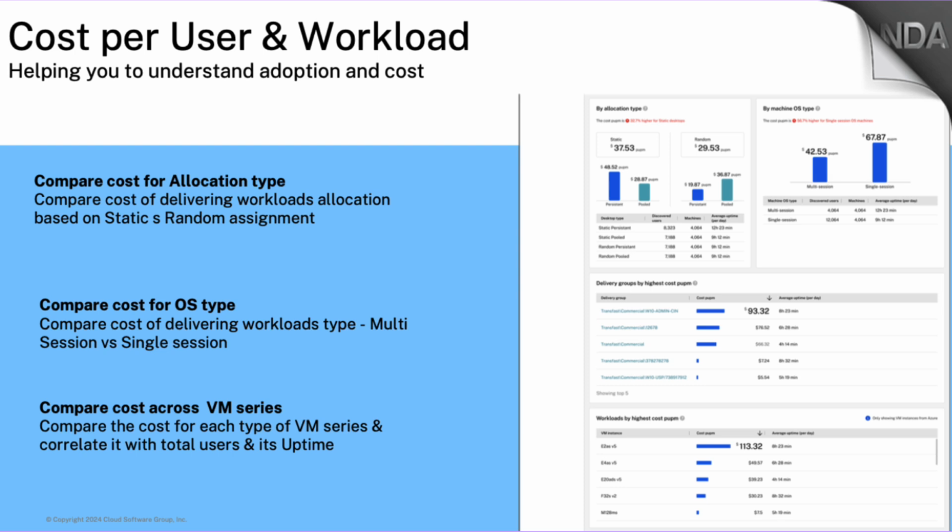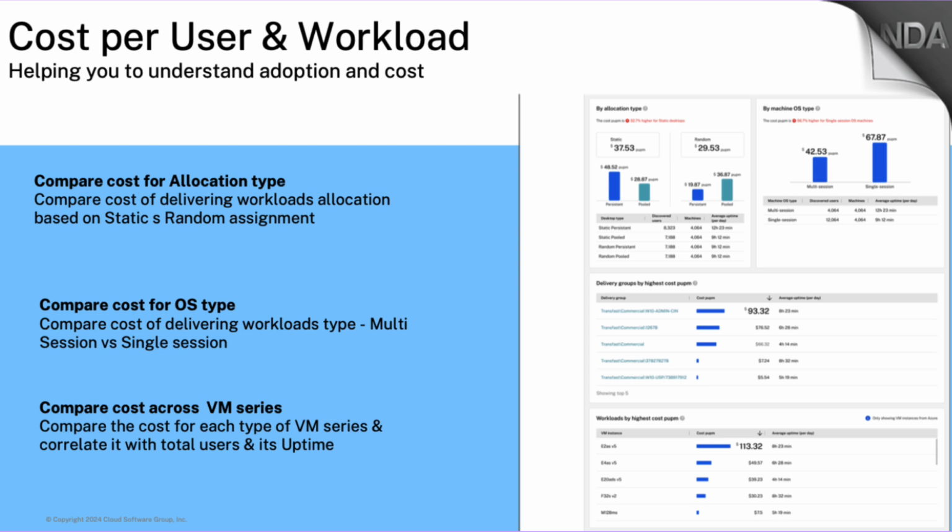And again, on the same path, understand what is the actual per user per month cost between the types of persistent and pooled machines, which are statically or randomly assigned to the group of users, or what is the savings from a multi-session versus a single session type of deployment, and which VM series is actually costing how much. So all of this, again, like I said, is correlated with the uptime of this particular category of VMs and the distinct count of users that are accessing. Based on that, you will be able to visualize.